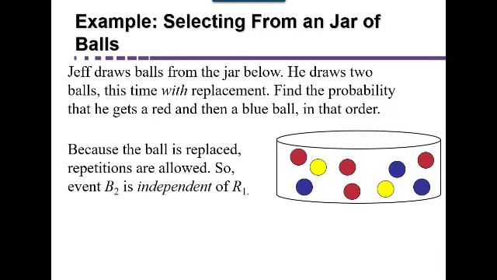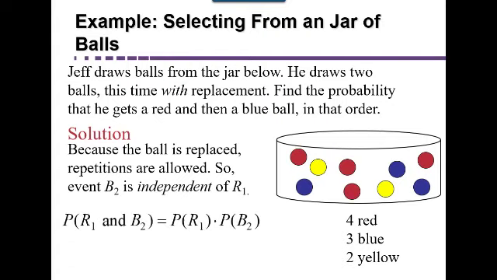Okay, so it says Jeff draws balls from the jar below. He draws 2 balls, this time with replacement. So he's going to take one out and he's going to put it back. Find the probability that he gets a red and then a blue ball in that order. So because the ball is replaced, repetitions are allowed. So that means event B2, drawing a blue on the second draw, is independent of R1. The probability of one will not affect the other.